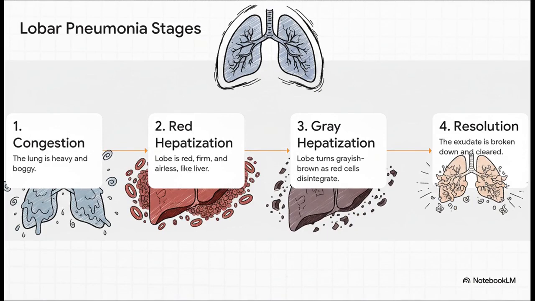Now, lobar pneumonia has a story. It goes through 4 classic stages. First, congestion. The lung gets heavy and wet. Then, red hepatization. It becomes red and firm, like a liver.